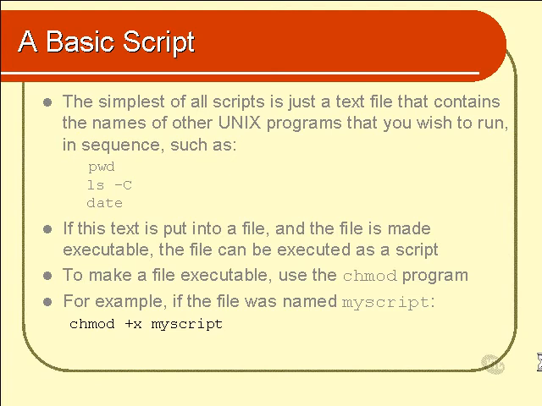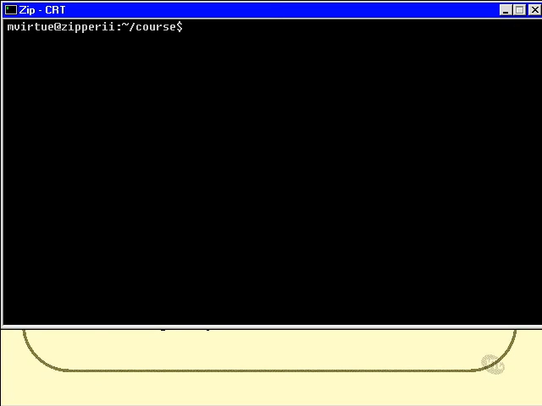Let's go and do exactly that. I'll do it on the screen, step by step, and I suggest that you, if you can, do the same in your own unit. Firstly, we will create the file. I'm going to use the text editor Vi, so I'll call it Vi MyScript, like that. And as you can see, it is a new file. And then I'll add the lines pwd, ls -c, and then date. And that's it.